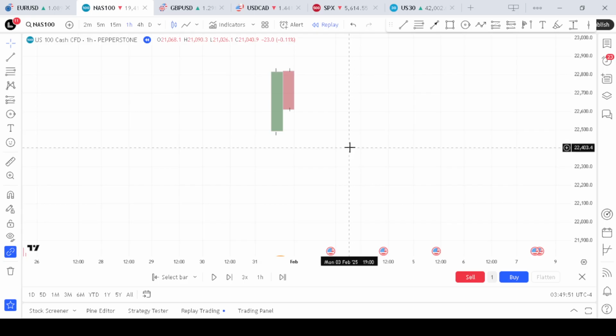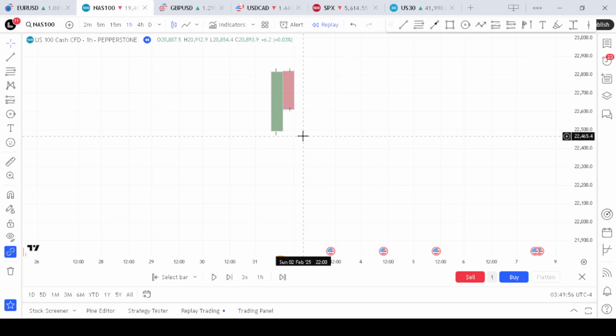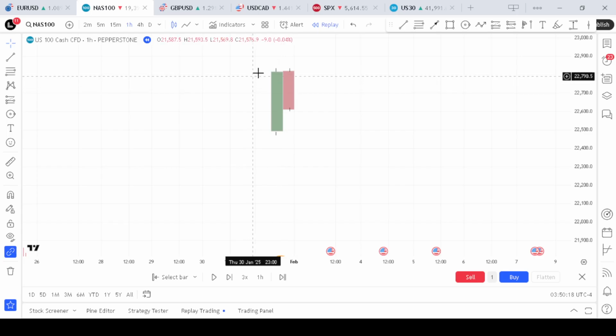whenever we see it. The one black crow pattern emerges during an uptrend and consists of two key candlesticks that signal a potential market reversal. The first candle appears to be a large bullish candlestick, showing buyers are in control with a strong close near its high. Now this is the strong close near its high on the strong bullish candle. This represents the final push of an uptrend.